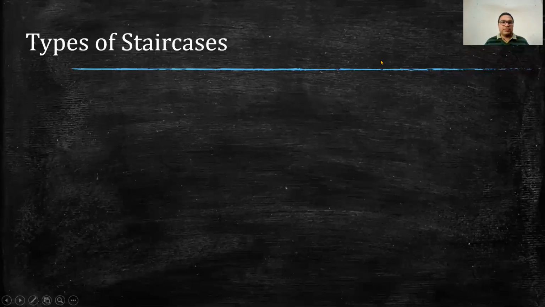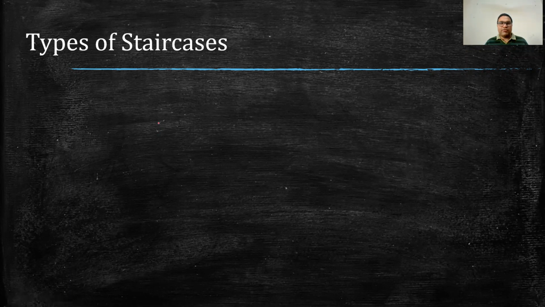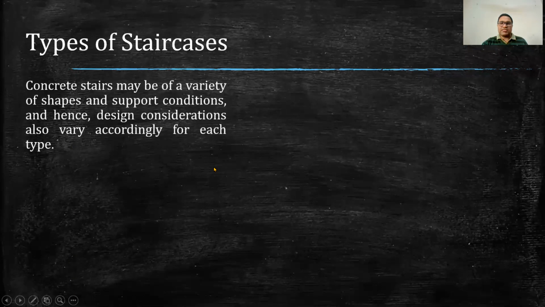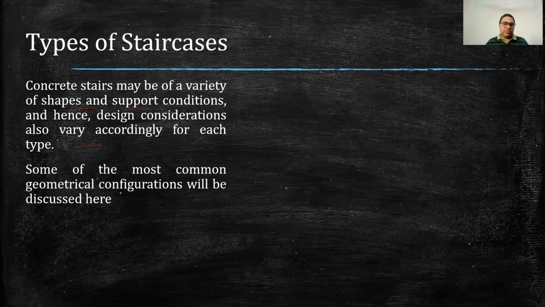Hello, welcome back. So now in this part, we will discuss the types of staircase. There are various types of staircase that we generally use in our building. There may be a lot of variety of shapes and support conditions, and therefore the design considerations also vary accordingly for each type. There are some most common geometrical configurations which we will discuss here.